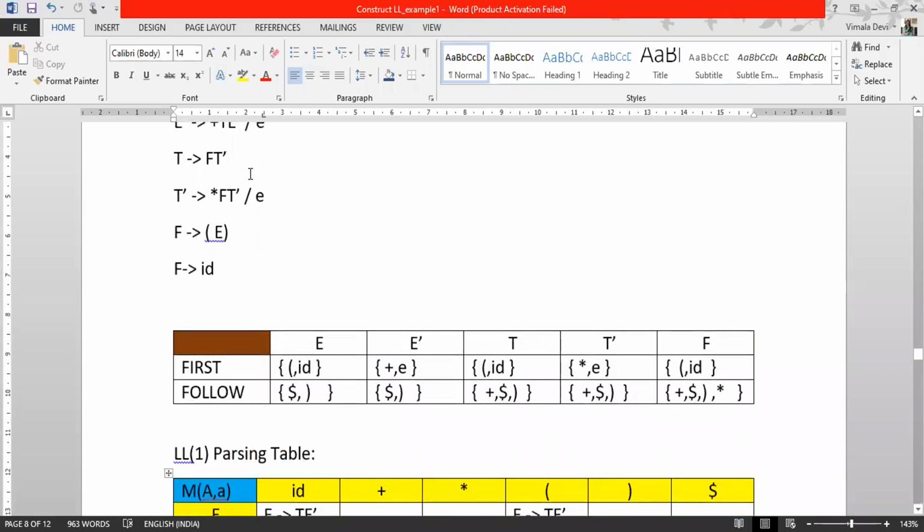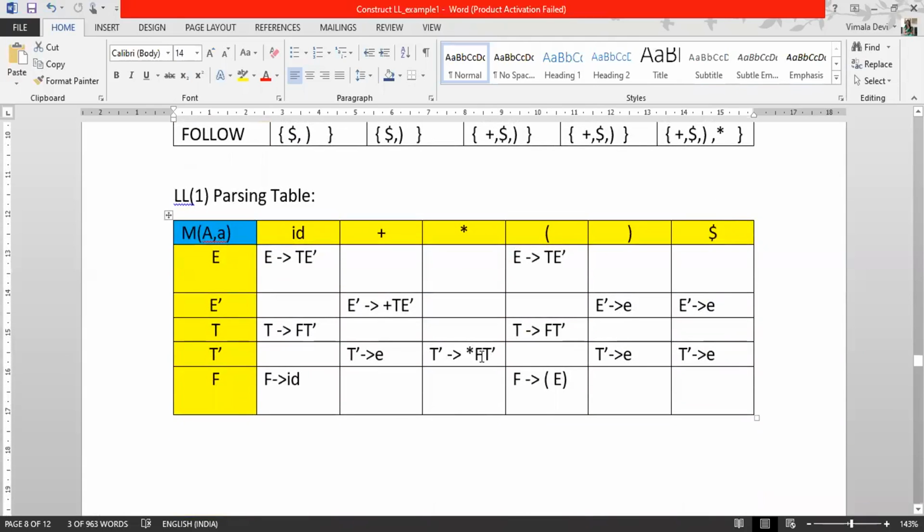Right. Now, consider the next rule. T' derives star FT' and T' derives epsilon. In fact, there are two rules, right? So consider only the rule T' derives star FT'. Here, the star is the first symbol produced by this. So T' comma star, you have to fill the rule T' derives star FT'.